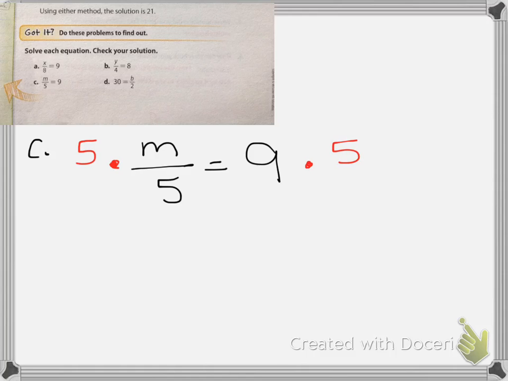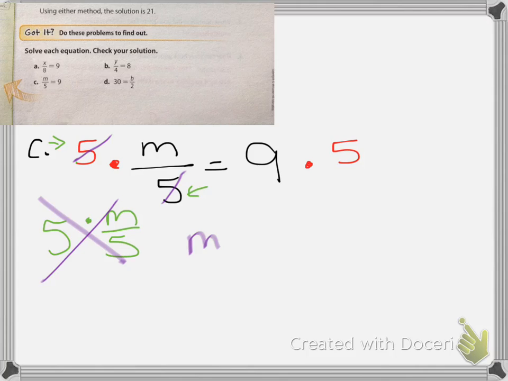I want to take just a second to point out that my 5 here is very noticeably on the top, and my 5 down here is very noticeably on the bottom. So try not to do your problem so that it looks like this. You don't want to do this because you want to be able to clearly see that this 5 and this 5 here are going to cross simplify with each other. So then you're left with m equals 9 times 5 is 45. Okay, so you're done with that part.